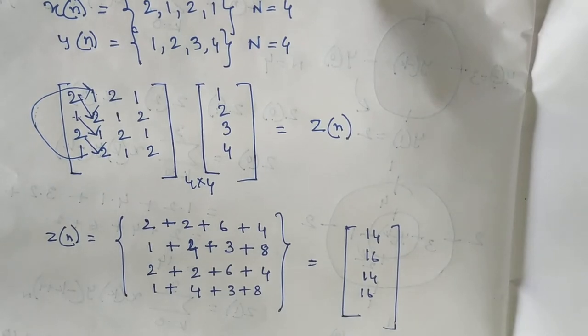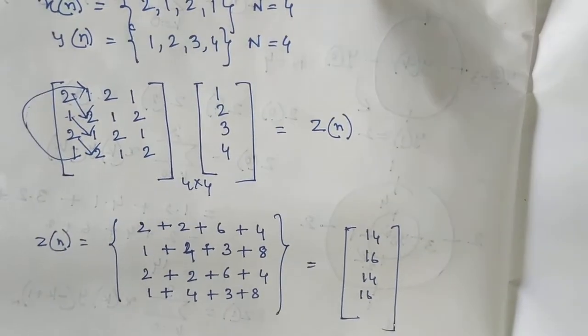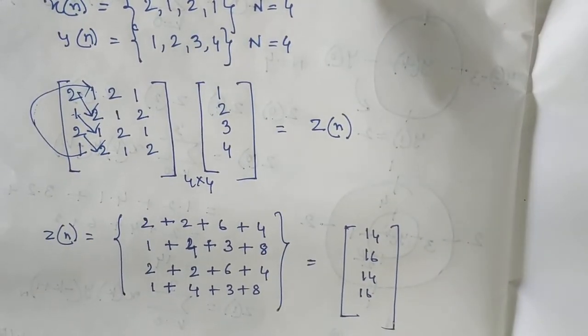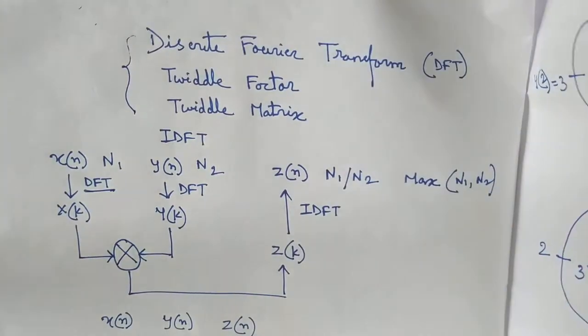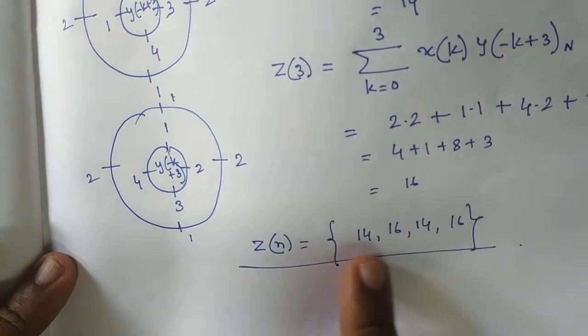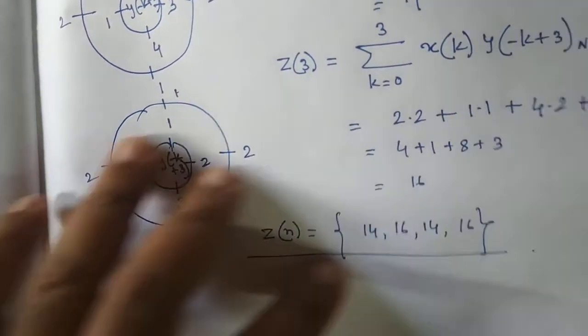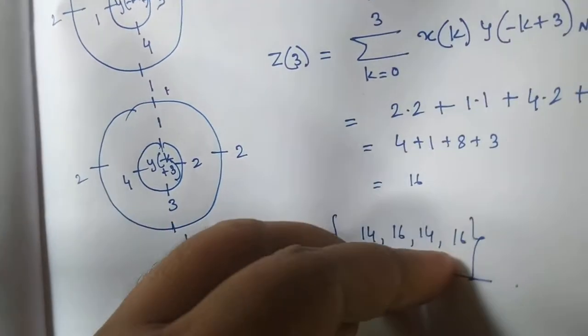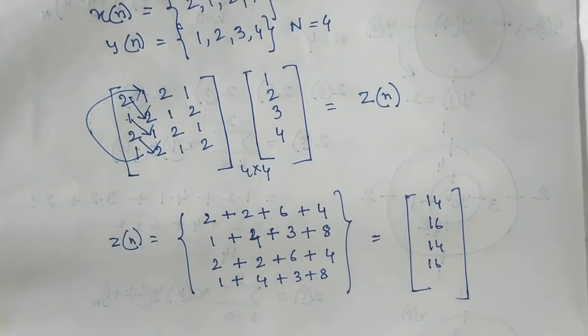So this matrix multiplication method is the most easier one. See, 14, 16, 14, 16. If you see the earlier example, the same problem we discussed, that is 14, 16, 14, 16. So these are the two methods basically used here.